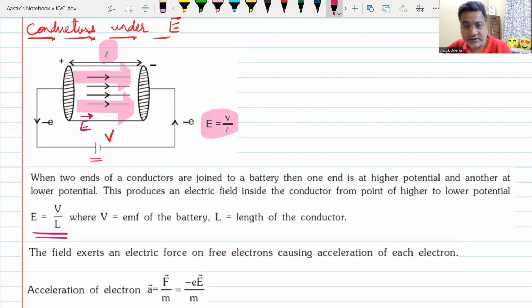Because of this acceleration, the electron will be moving opposite to the direction of electric field. There would be a net flow of electrons in the direction opposite to the direction of electric field, and therefore there will be a current flowing in the circuit. Do we understand this? Write it up till here. I'll give you 2 minutes.